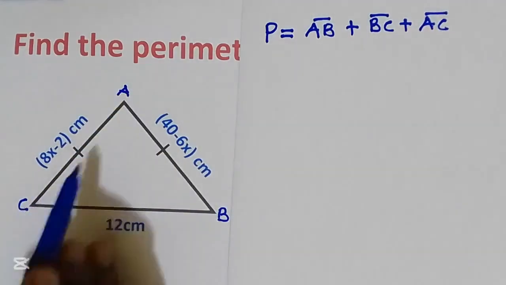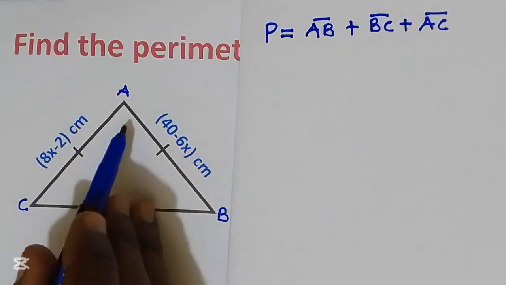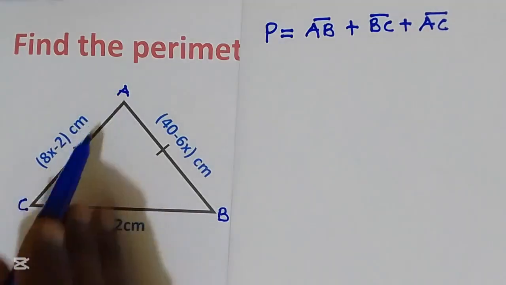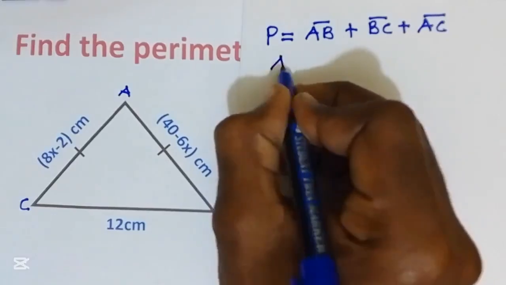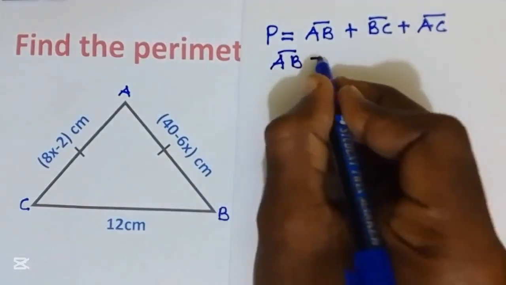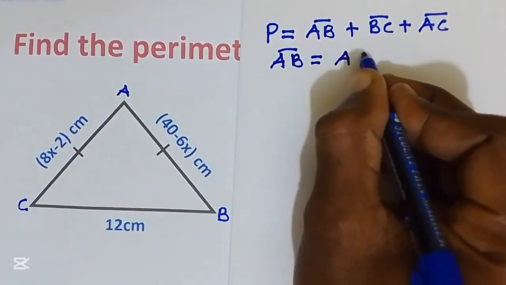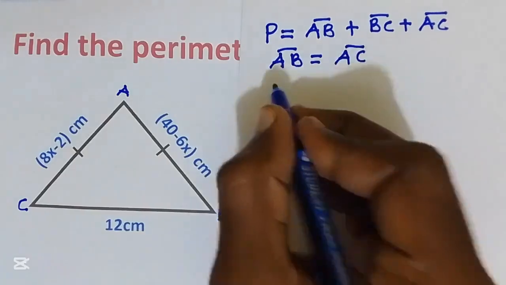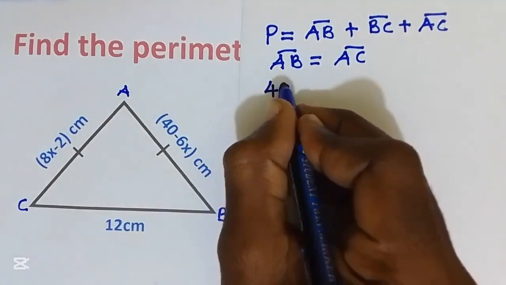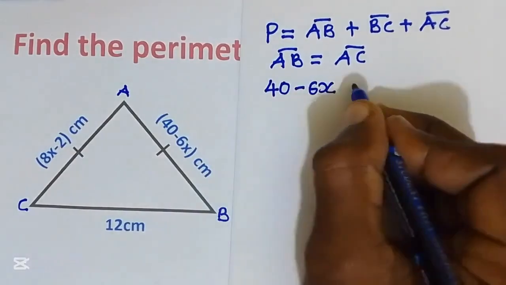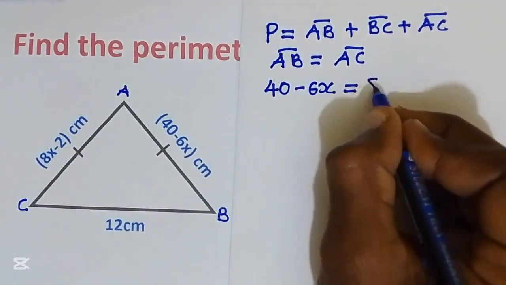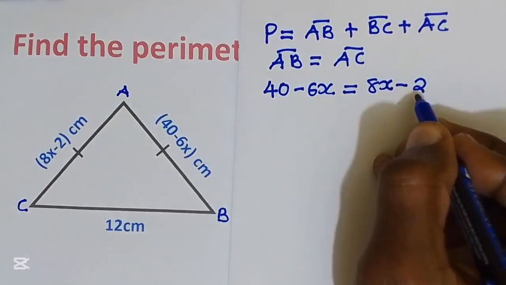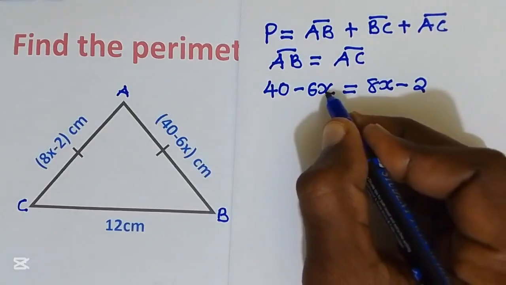Since this triangle is isosceles triangle, that means side AB is equal to side AC. I'm going to equate these sides to get the value of x, that is 40 minus 6x is equal to 8x minus 2. I'll bring 2 to the left hand side and 6 to the right hand side.